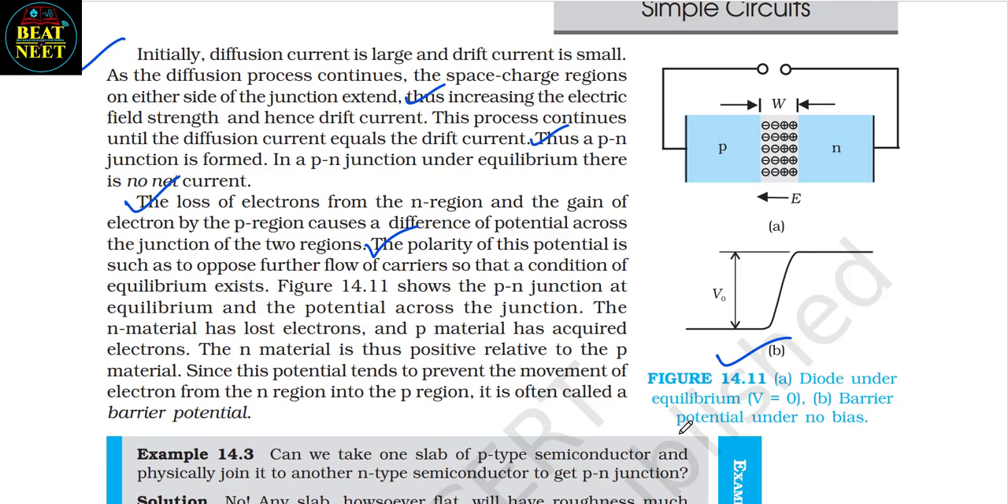The N material has lost electrons and P material has acquired electrons. The N material is thus positive relative to the P material. Since the potential tends to prevent the movement of electrons from the N region into the P region, it is often called a barrier potential.